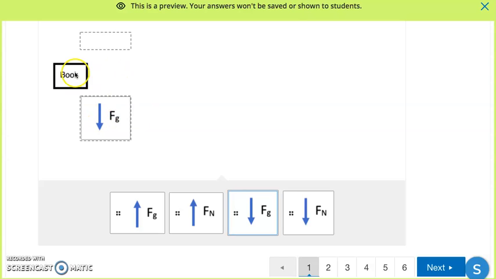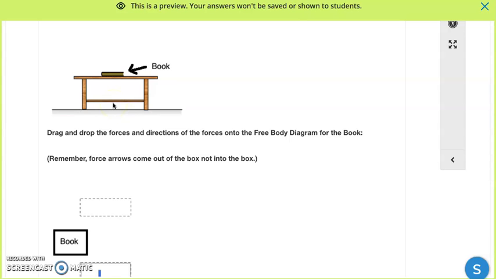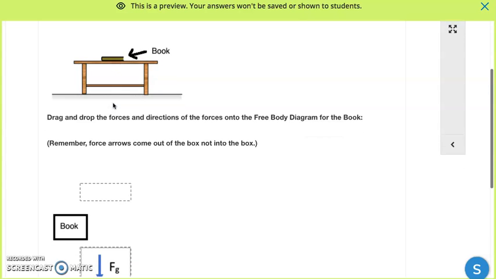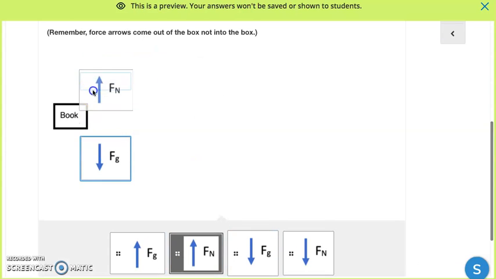Force gravity is going to pull it down. So notice that I'm putting it in the box that's at the bottom of the free body diagram box because it's pointing out of this little book box. So the force of gravity on the book is pulling it downwards. Then the book is interacting with the table, and the table is putting a force on it, holding the book up. So the table is actually pushing upwards on the book. And one object pushing on another object is called a normal force. And that is pushing upwards on the book. So I'm going to put that upwards force in.